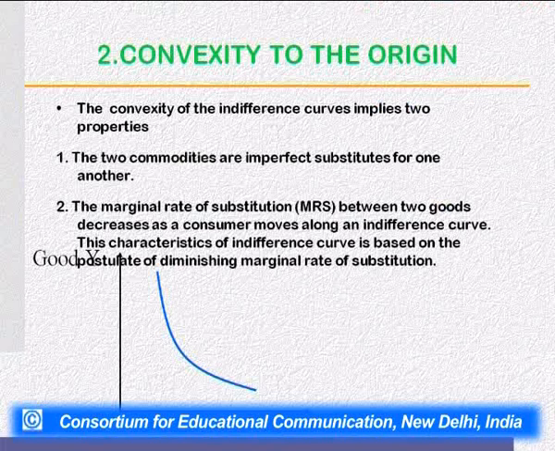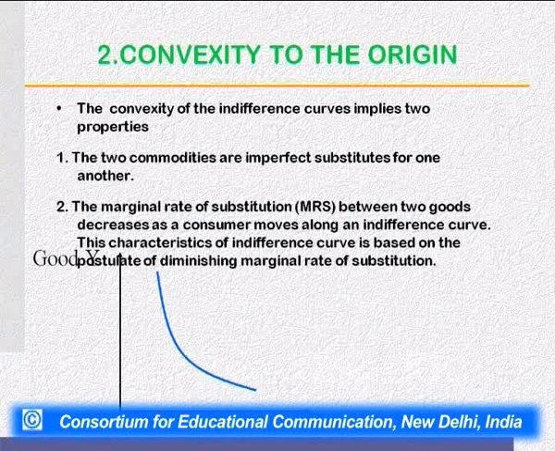Second property, convexity to the origin. The convexity of the indifference curve implies two properties. First, the two commodities are imperfect substitutes for one another. This is one of the important features and properties. Convexity means, in Hindi, a convex slope. If you can see on the slide, the slope is convex, because the two commodities are imperfect substitutes for one another.